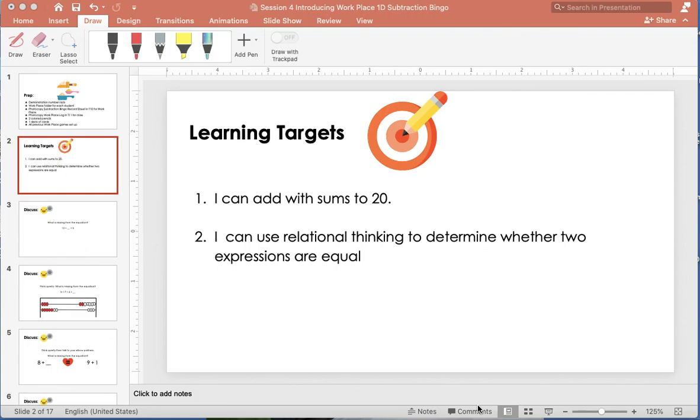Today for math, we are going to learn how to add with sums to 20, and then we're going to learn about relational thinking, and we're going to use relational thinking to determine whether two expressions or equations are equal.